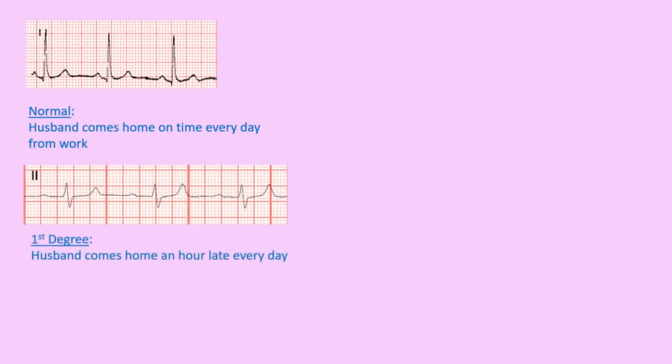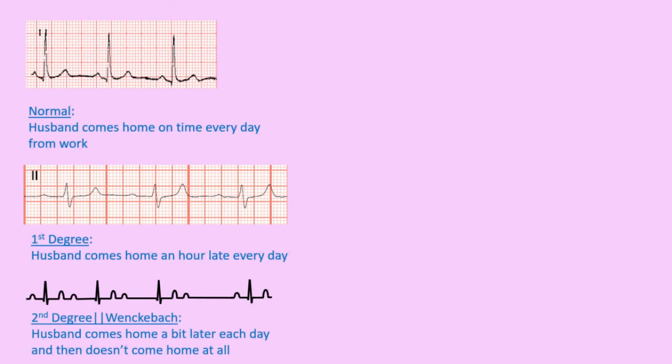And here's another memory tool you can possibly use to help keep track of the different types of heart block. In a normal EKG, the husband, the QRS complex in this case, comes home on time every single day from work. In a first degree heart block, on the other hand, the husband starts to come home about an hour late every single day. So he still comes home, but every day he's late.